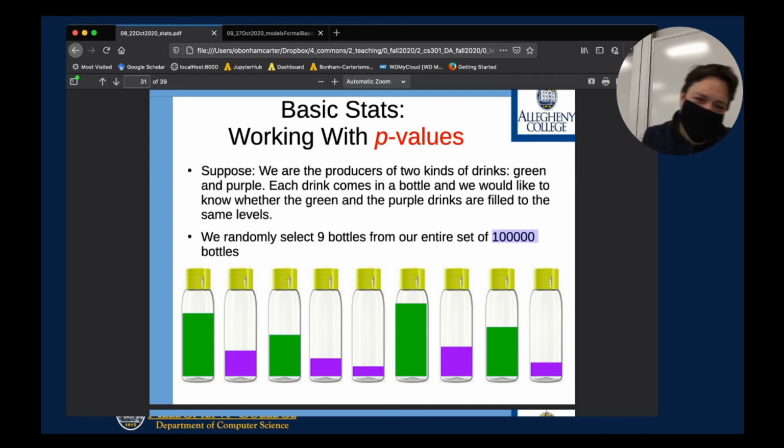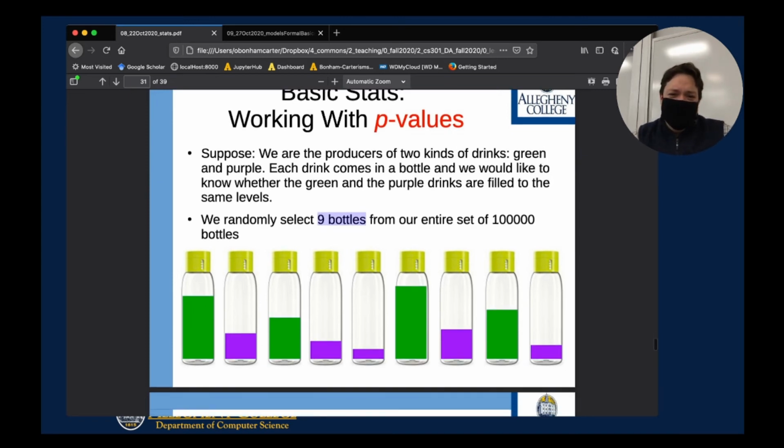So in this case, we can't check all 100,000 bottles to see whether we have more green liquid than purple liquid. And so what we do is we select only 9 bottles randomly from our base. Now, 9 is really not enough, but for the sake of the example, this should be good enough. In a case like this, you might select 500 bottles, something that's actually quite a big number. But 9 bottles is just enough for our example. So we select 9 bottles randomly from our larger set. This is our superset, and this is our sample set.